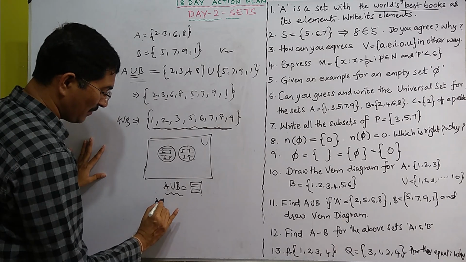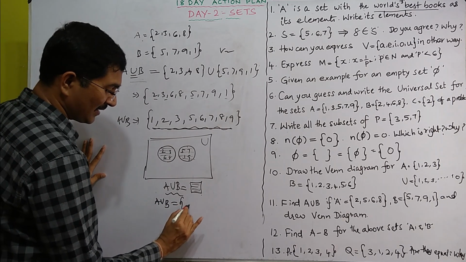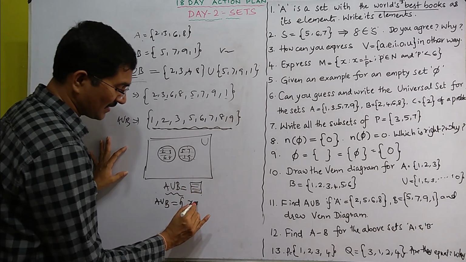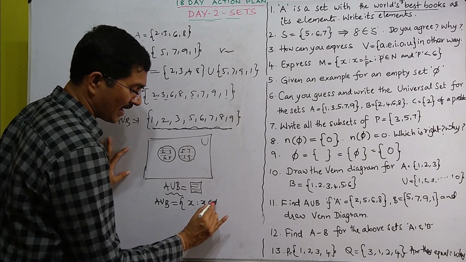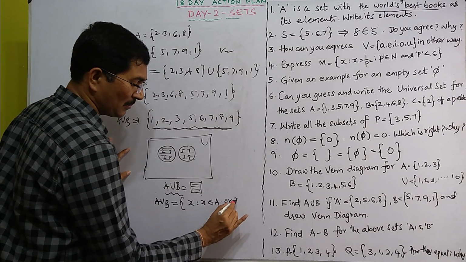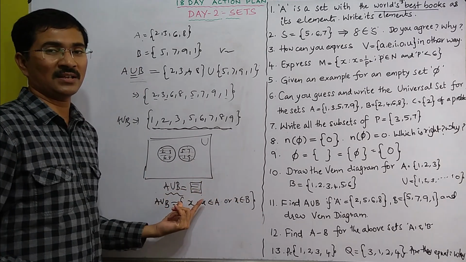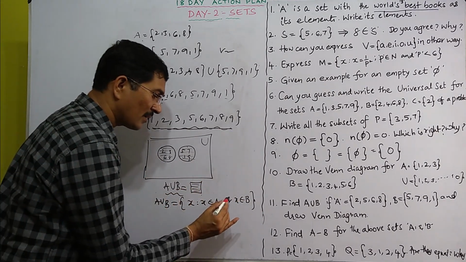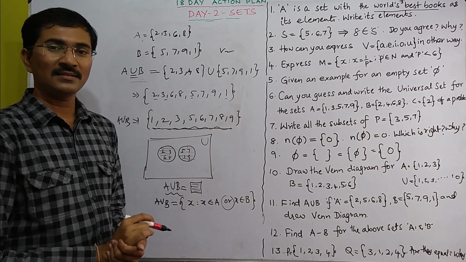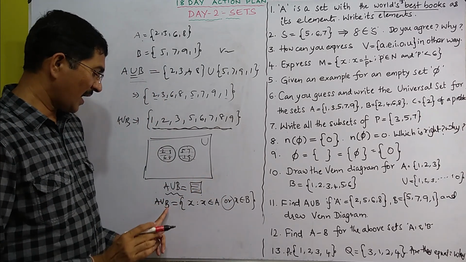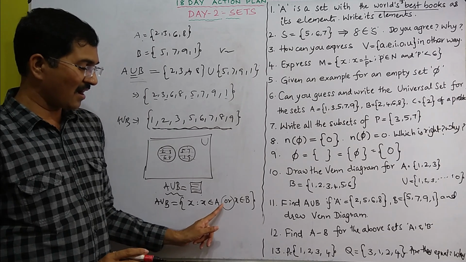What is A union B? A union B is the set of all x's such that x belongs to A or x belongs to B. X may belong to A or B, both of them we will take together. That is why we use the conjunction OR. Please remember. So A union B is equal to x such that x belongs to A or x belongs to B.